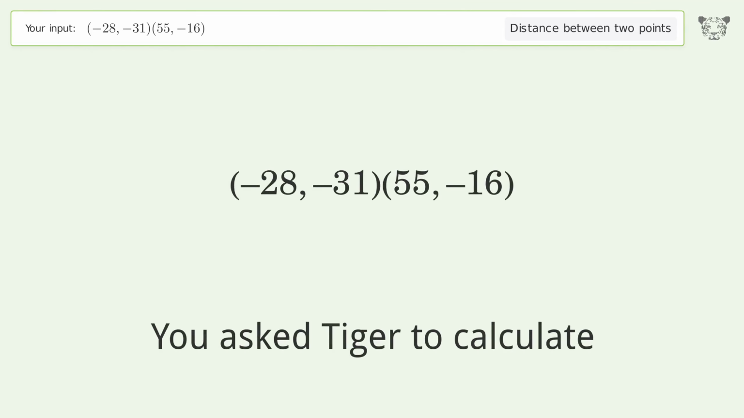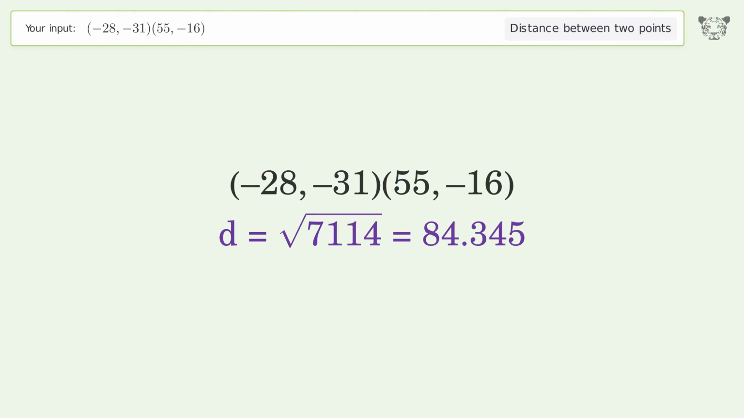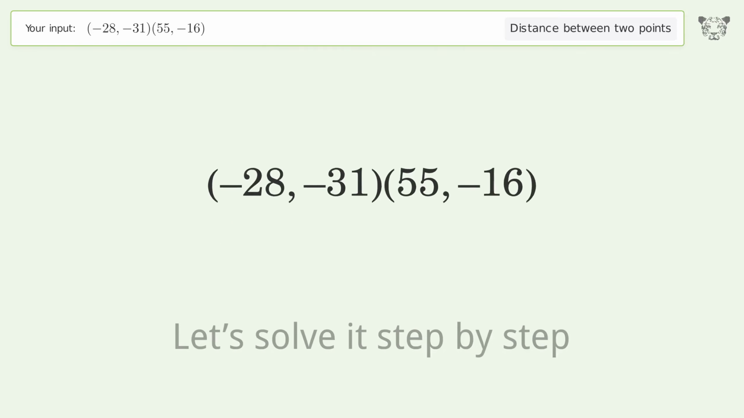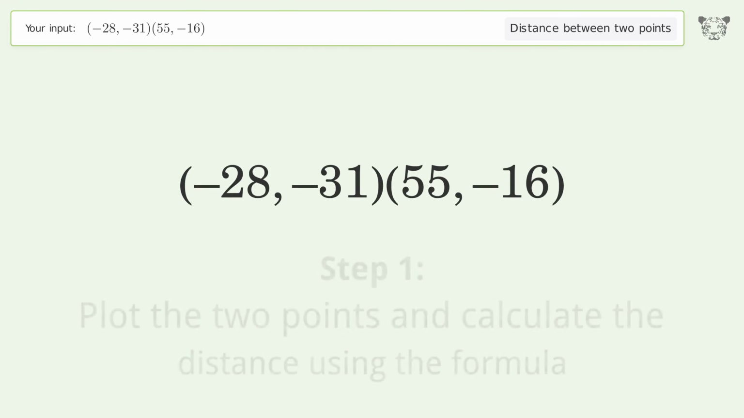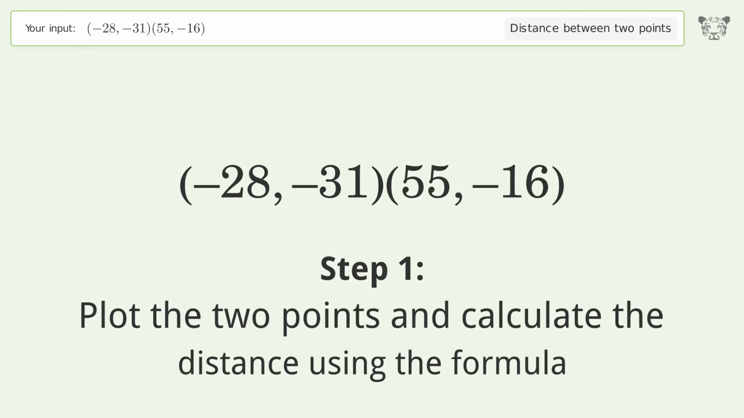You ask Tiger to calculate. This deals with the distance between 2 points. The distance between the 2 points is the square root of 7,114 or 84.345. Let's solve it step by step. Plot the 2 points and calculate the distance using the formula.